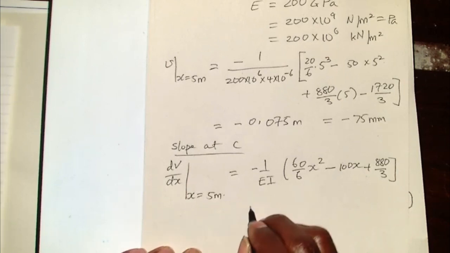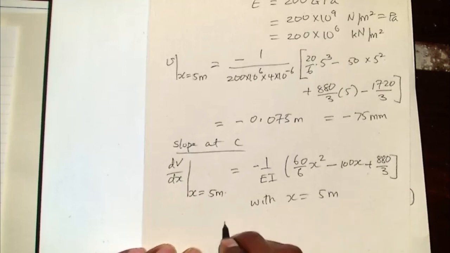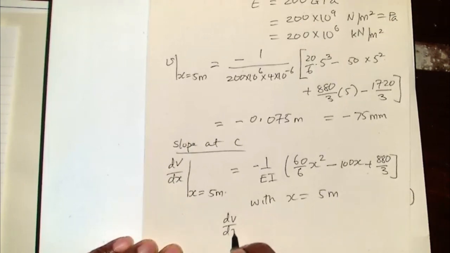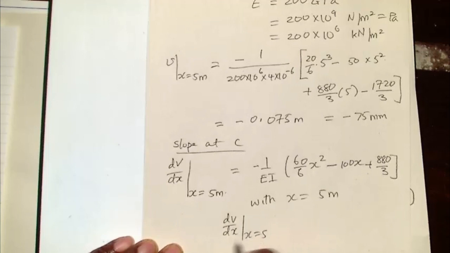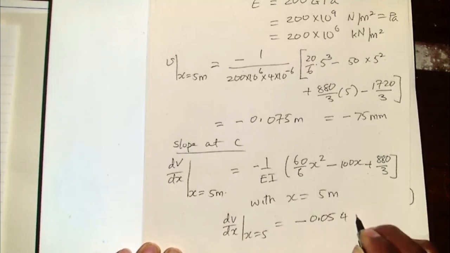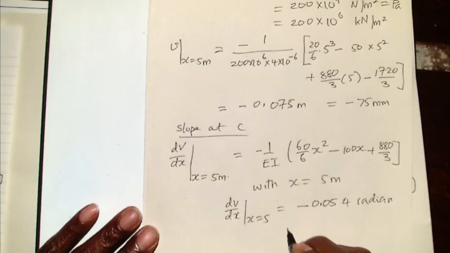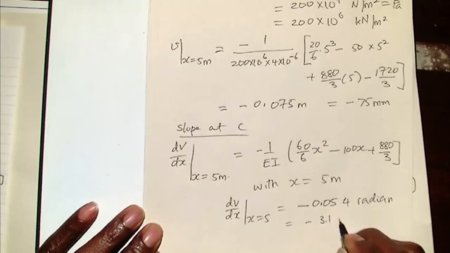So that's the slope. That will be minus 0.054 radians. Because that's the slope, it is in radians. If you convert it to degrees, you get roughly minus 3.1 degrees.